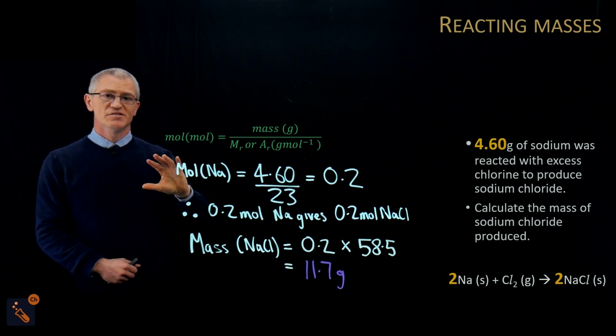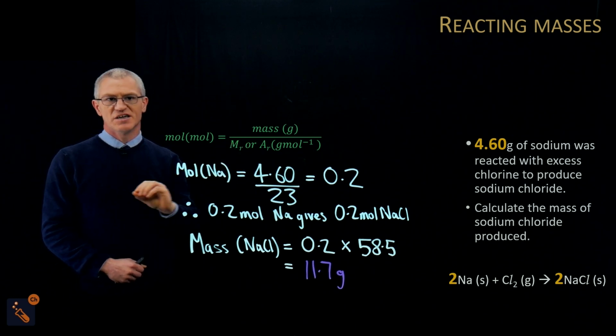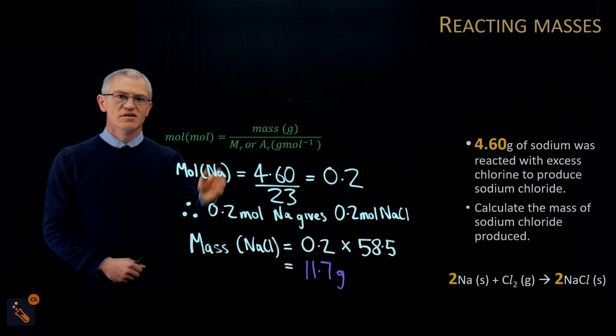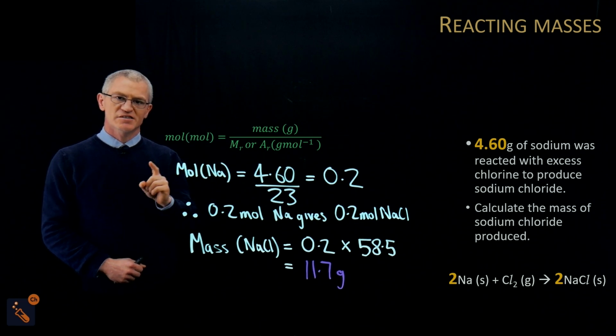All we're doing here is asking, what is in excess? We ignore that. The excess is chlorine, totally ignored. Work out the moles of our reactant, that's our first step. So the moles of our reactant is worked out here.